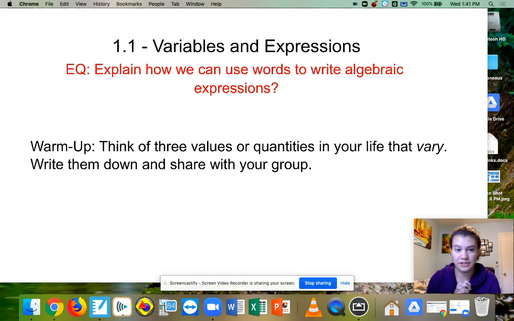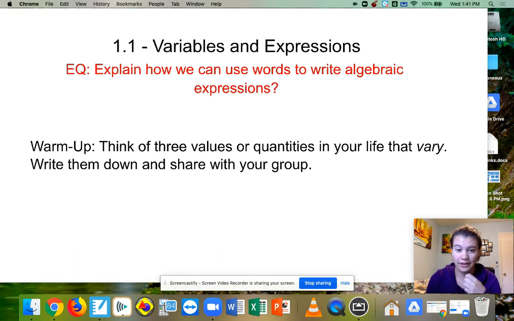Doing variables and expressions. So how can you take words and then write them as an algebraic expression, or take an algebraic expression and then write it as words? Since this is the first video, make sure you have a notebook and you're taking notes for this. These are your notes for the lesson. So watch this, but then also pause, write stuff down, all that kind of stuff. Make sure you're taking notes instead of just watching this without doing anything else.